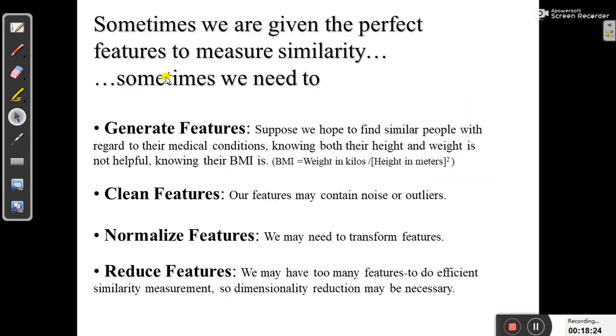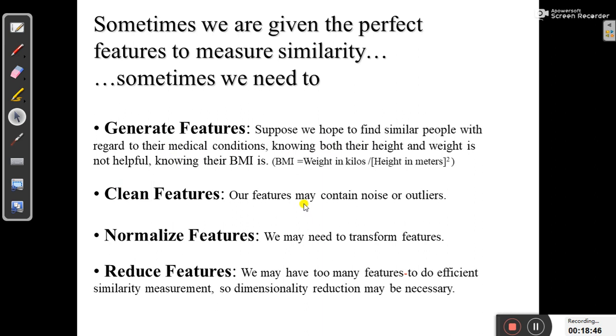Sometimes we are given the perfect features to measure similarity. Sometimes we need to generate features, so it is up to you. Suppose we hope to find similar people with regard to their medical conditions. Knowing both their height and weight is not helpful. Knowing their BMI is. So that is why BMI is important if we want to check the medical condition.